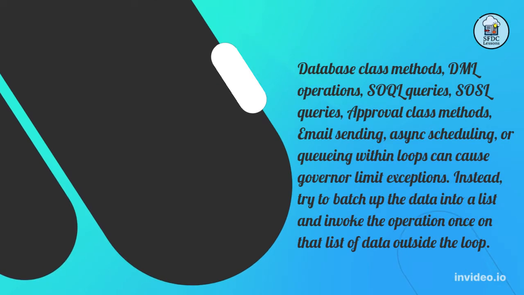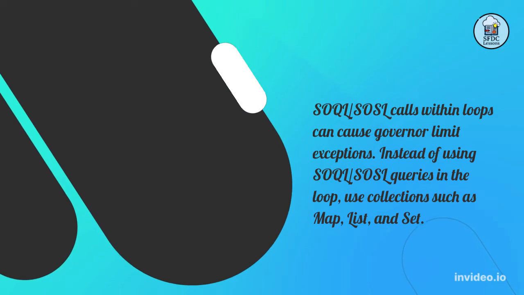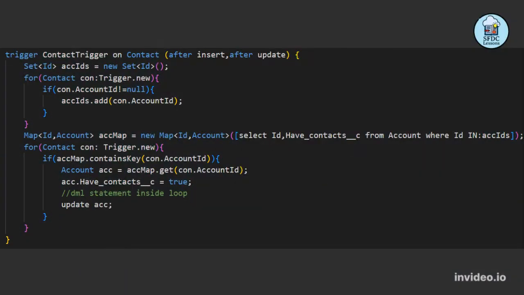Database class methods, DML operations, SOSL queries, SOQL queries, approval class methods, email sending, async scheduling, or queuing within loops can cause governor limit exceptions. Instead, try to batch up the data into a list and invoke the operation once on that list of data outside the loop. SOQL/SOSL calls within loops can cause governor limit exceptions. Instead of using SOQL/SOSL queries in the loop, use collections such as map, list, and set.